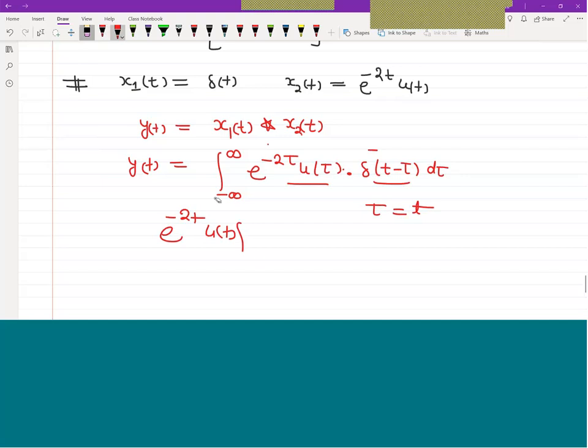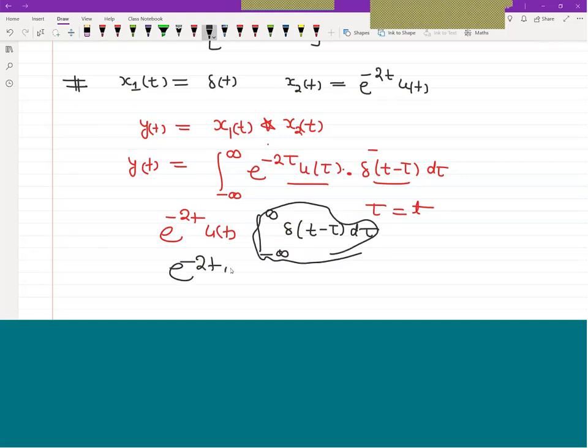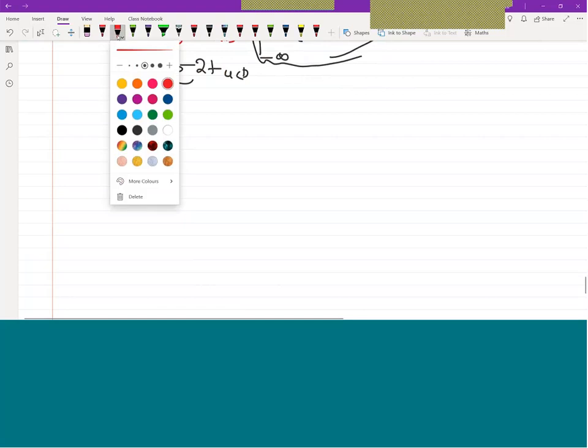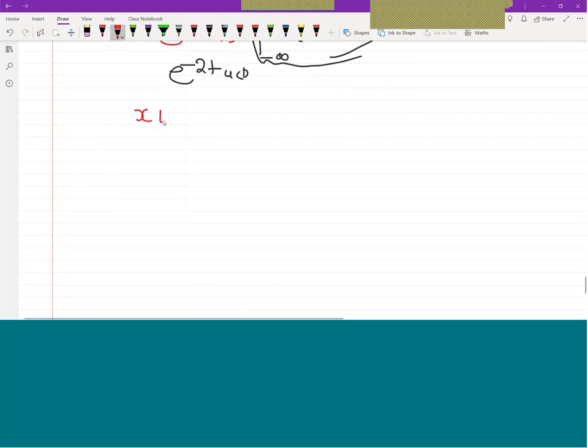The remaining function is the integral from minus infinity to infinity of delta of t minus tau d tau, and the integration of an impulse is always equivalent to 1. So you can say that when you convolve an impulse with any function, the result will be that function itself. So what is the convolution of x of t with delta t? It is x of t. This is a very important property which will directly help you in a lot of questions.